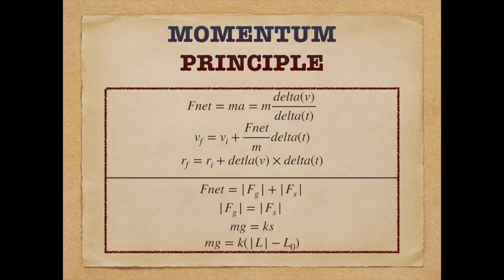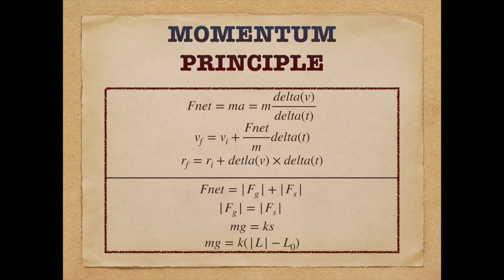The momentum principle. So we have F net equals mass times acceleration, and the acceleration can be rewritten as the change in velocity over change in time. This can then be used to update the velocity, which can then be used to update the position.